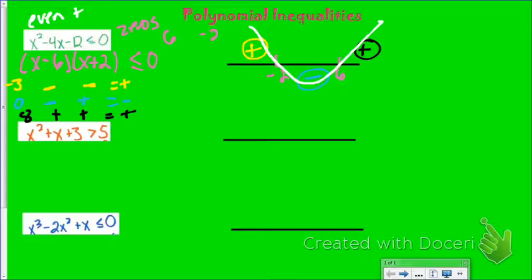What we're looking for to solve our inequality is when my values are less than or equal to 0. And those values are everywhere my graph is negative. So that is going to be everywhere from negative 2 to 6. And the way we're going to write this, we're going to use interval notation.